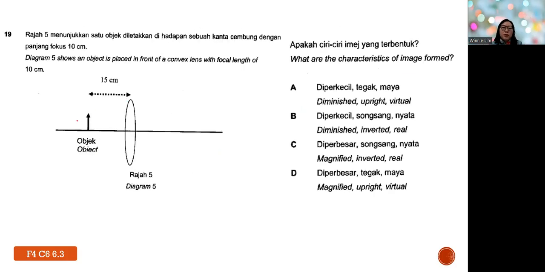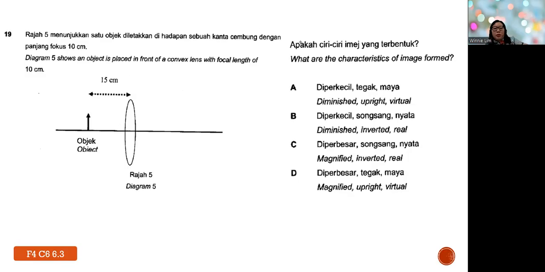19. Diagram 5 shows an object placed in front of a convex lens with a focal length of 10 cm. What are the characteristics of the image formed? Okay, so the teacher always says that with a ray diagram, you must be careful whether it is a lens or a mirror. Other than that, you should know whether it is a converging lens or a diverging lens. A convex lens is a converging lens. If it is a converging lens, then there are 6 different characteristics when the object is placed at different positions.